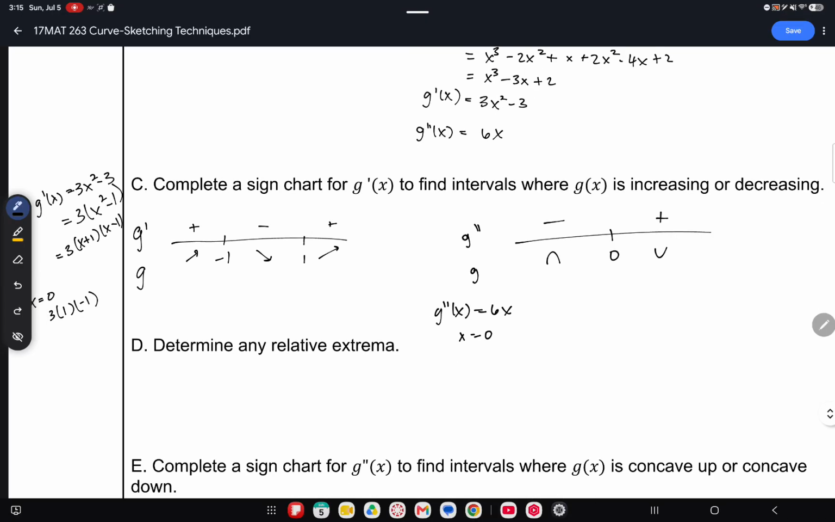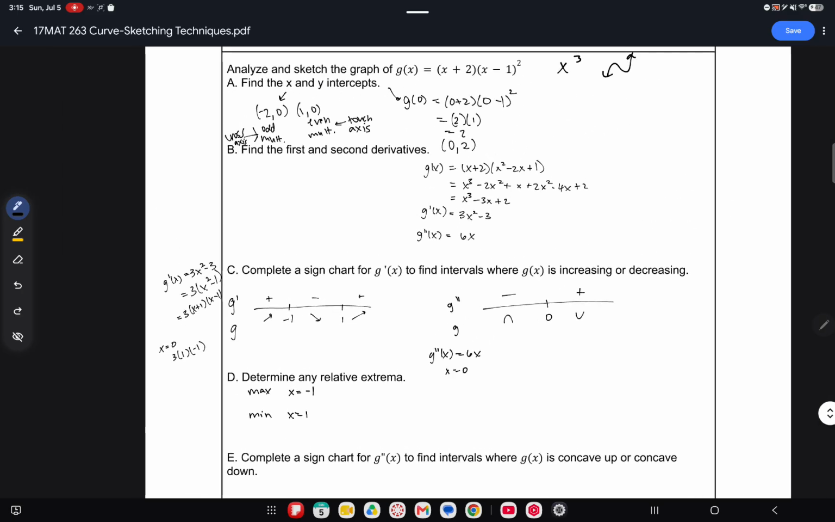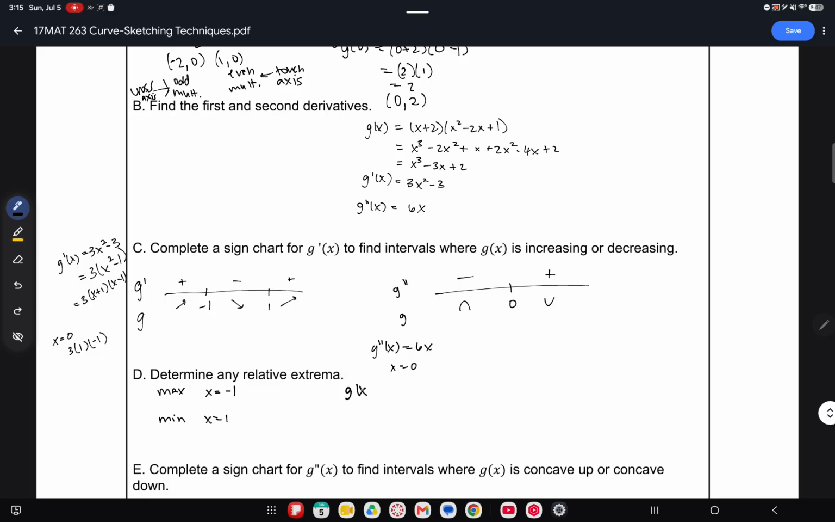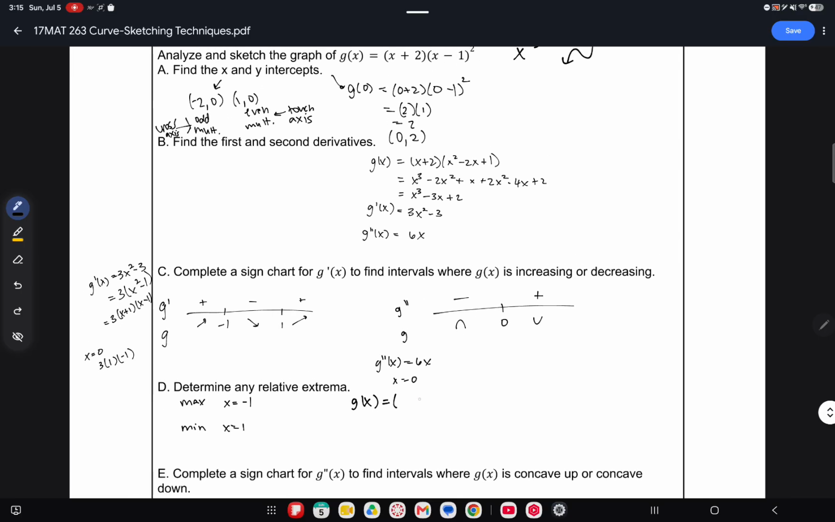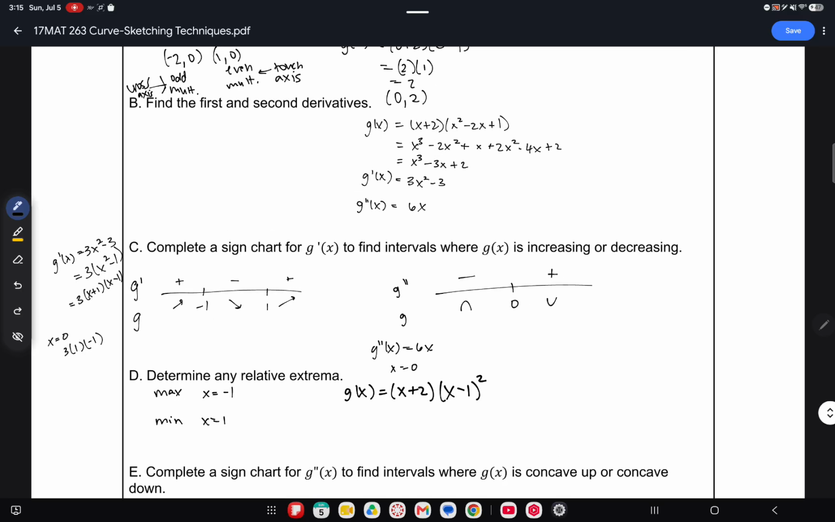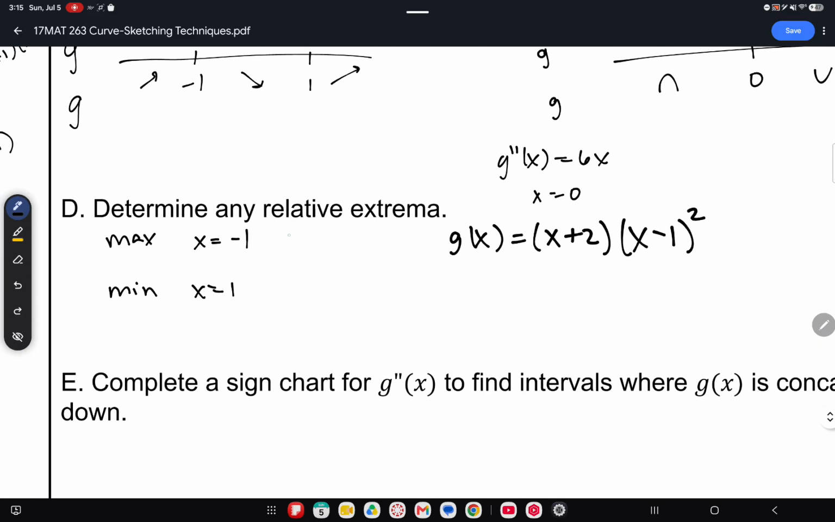All right, determine any relative extrema. So we do have some sign changes, right? So we have a maximum at x equals -1 and a minimum at x equals 1. And we do have the original function, right? I'm just going to rewrite it down here so I don't have to keep scrolling. So we have x plus 2 times x minus 1 squared. I can plug in these values so that I can have the exact points.